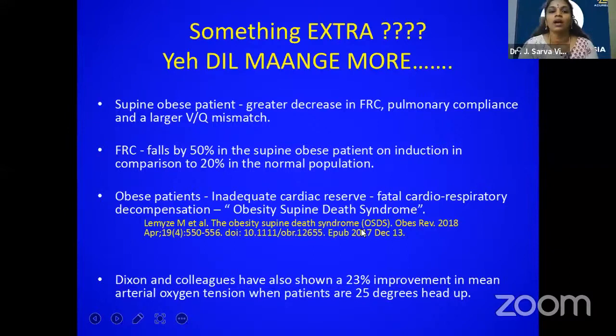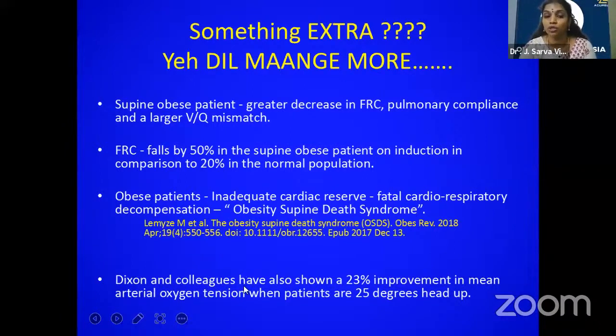Yes, it does, because in many obese patients, when they are placed supine, we can see that there is a greater reduction in functional residual capacity, as great as 50% when compared to 20% in the normal population. And there is a greater reduction in the pulmonary compliance and a larger VQ mismatch. So in obese patients, you always have a limited cardiopulmonary reserve, and they are more prone to right heart failure. So in patients who have inadequate cardiac reserve, when they are placed supine, they might even go for a fatal cardiorespiratory decompensation, also termed as obesity supine death syndrome, reported by Lemyze M. et al.